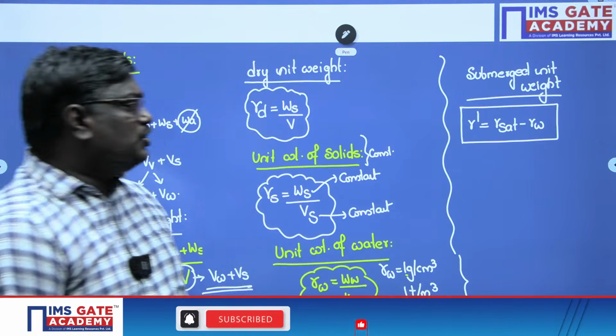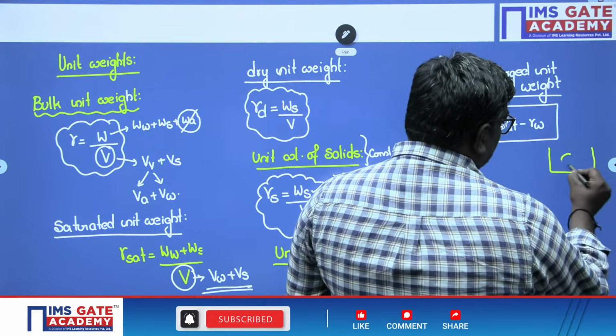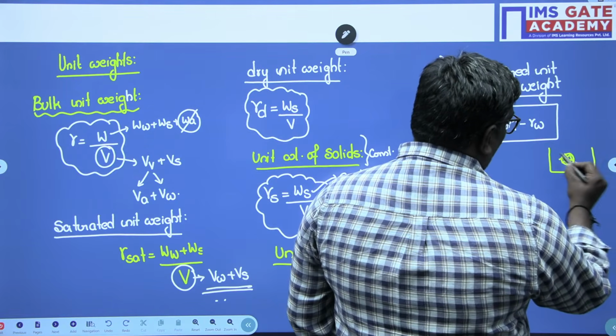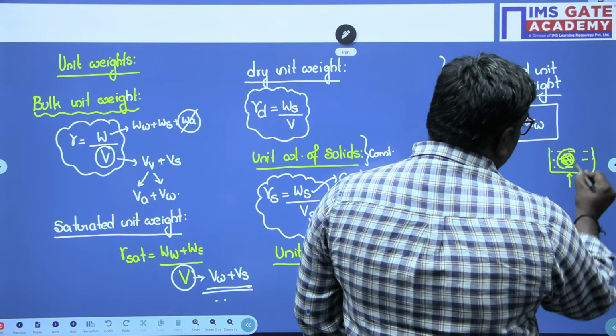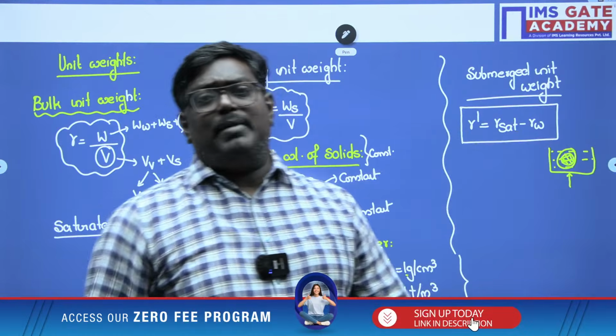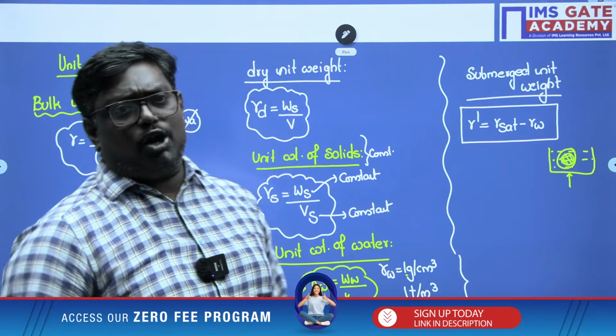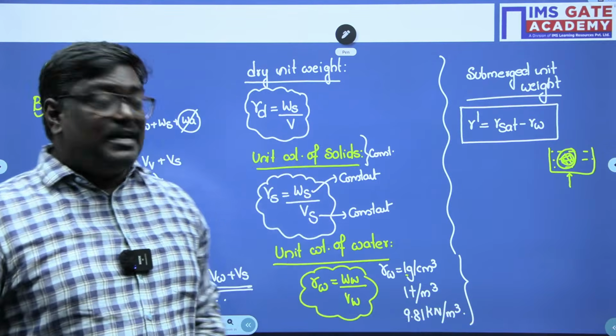And gamma W is due to what, sir? Buoyancy force. Suppose you take a beaker, sir, and there is a cricket ball which is immersed in water. And there will be a buoyancy force here. What is the state of the soil? It is saturated. So gamma dash can be taken as gamma sat minus gamma W. Am I correct or wrong, my dear students? So this is how you calculate the submerged unit weight.